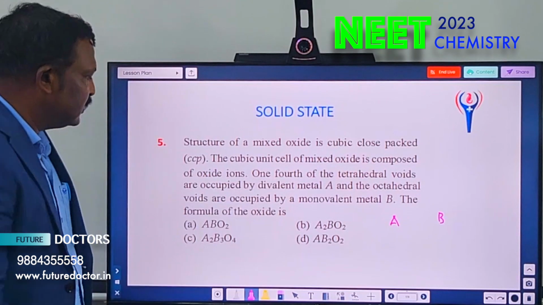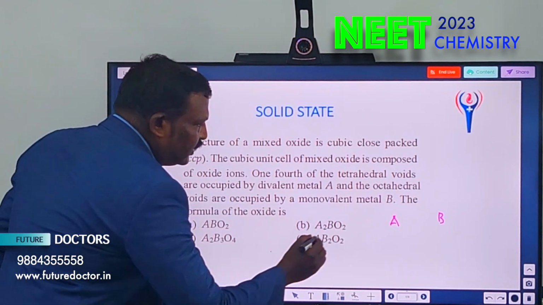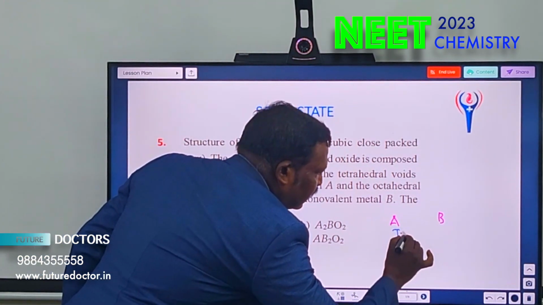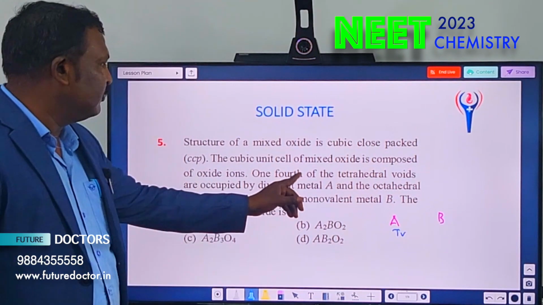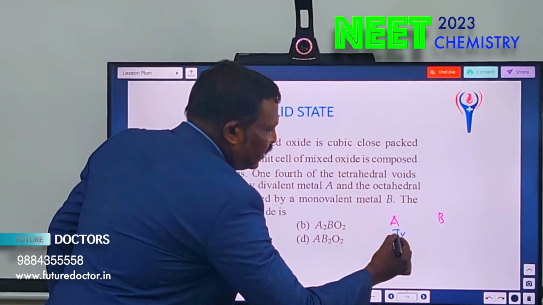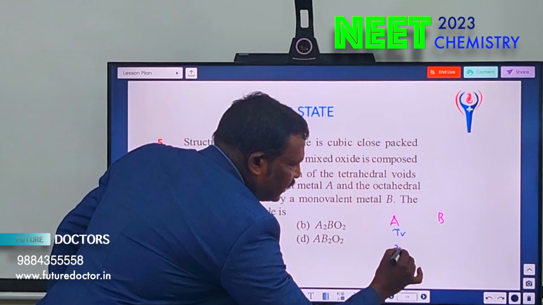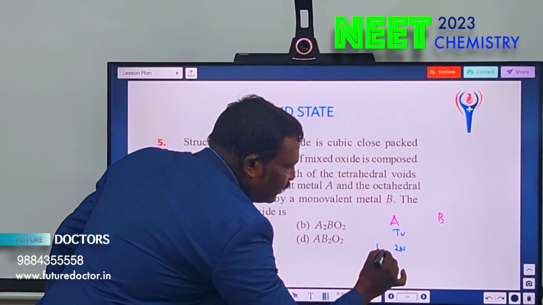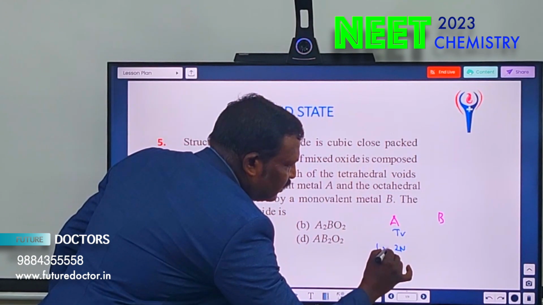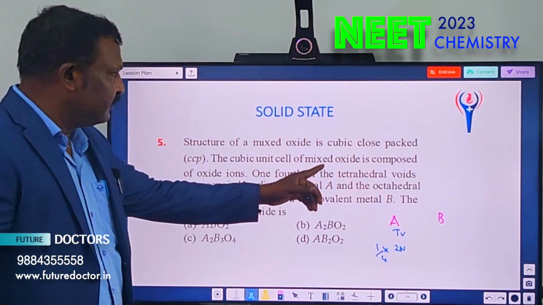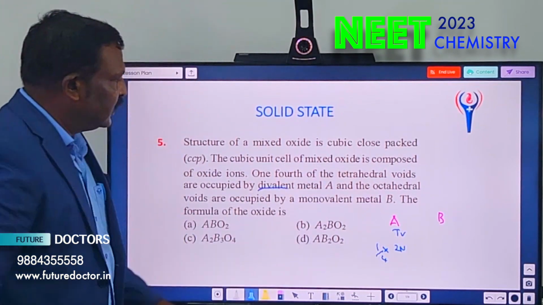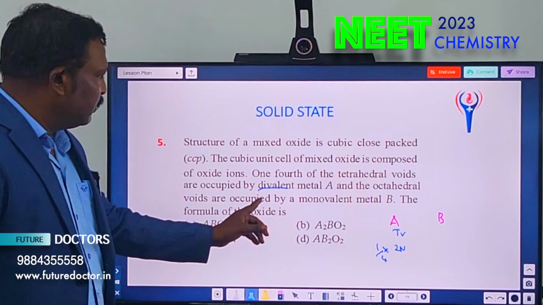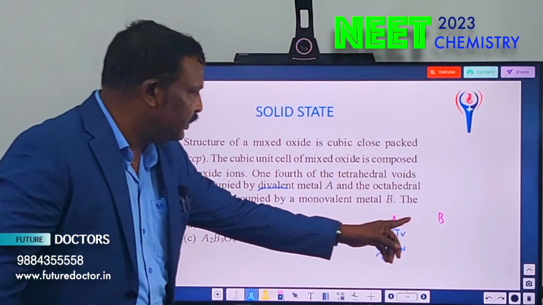Tetrahedral voids, so what do I put? Simply T. A is what? Tetrahedral. 1/4. So 1/4 means tetrahedral, what's the formula? 2n. So 1/4 into that. Understood? Are you following? 1/4 of tetrahedral voids by divalent. Next one, octahedral voids are occupied by monovalent. Monovalent means here B is monovalent.